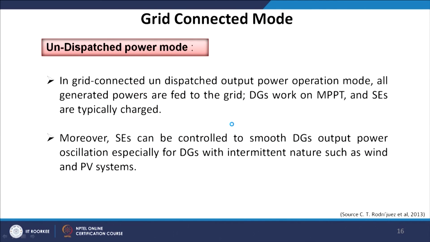But in case of a dispatched power mode, where actually you keep on controlling your generators even within the AC/DC microgrid, so that the standards of the voltage regulation of the main grid can be obtained, and sometime if you like to vary your loads within the AC/DC microgrid is also possible. Moreover, the storage elements can be controlled to smooth distributed generators output power oscillation, especially for distributed generations with intermittent nature such as wind and PV systems.